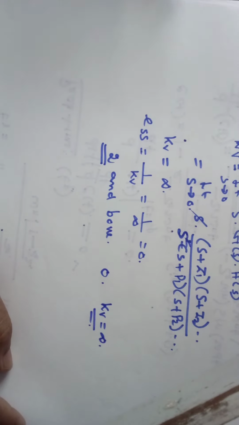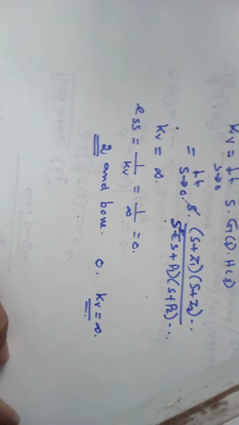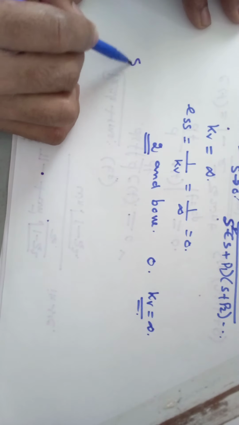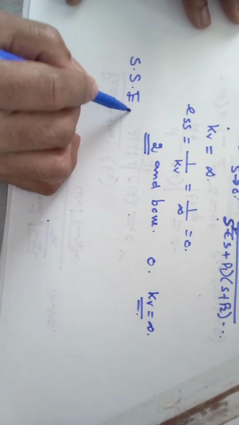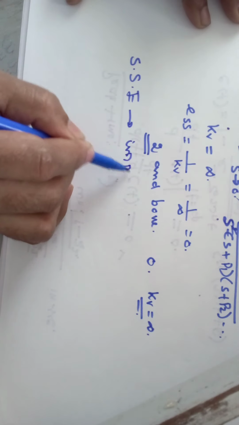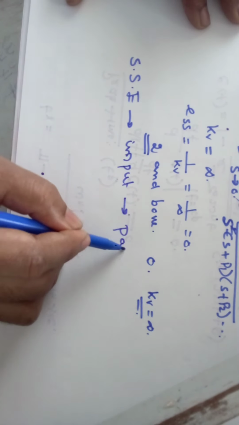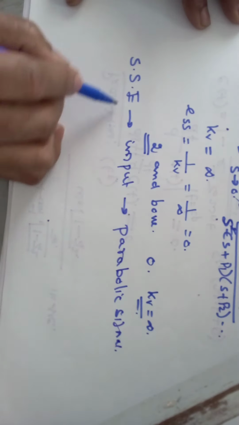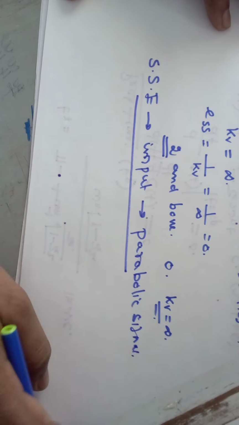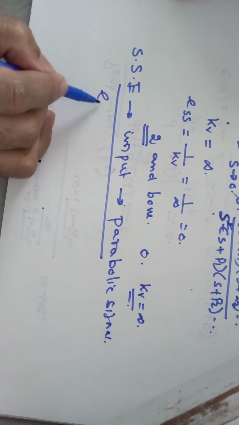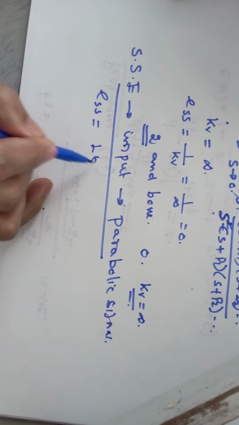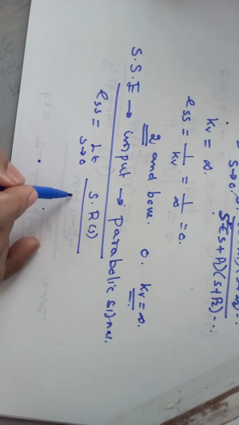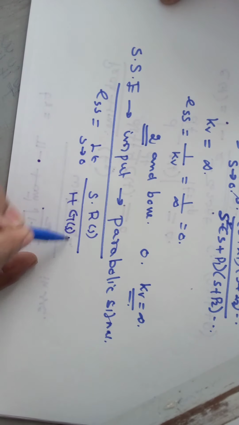Understood? So now let us analyze the steady state error when the input is a unit parabolic signal. So here, for a parabolic signal, we can calculate the steady state error as ESS equal to limit s tends to 0 of s into R(s) divided by 1 plus G(s) into H(s).